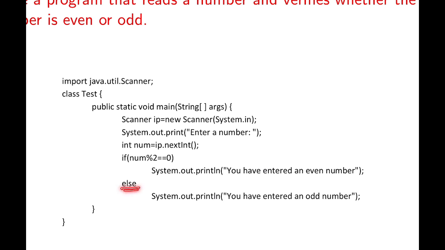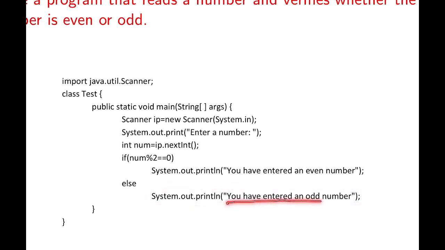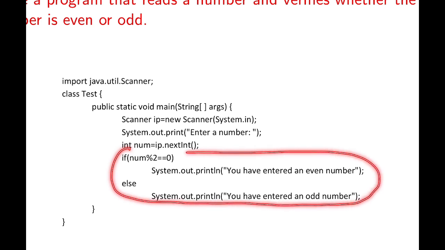Now else means when this Boolean expression results false, that means num modular division 2 equal to 0 results false. This else part is going to be executed, and the associated statement system.out.println, you have entered an odd number is going to be executed, and it displays you have entered an odd number on the screen. So it is a simple program that uses a two-way if statement, or we can say that uses an if else statement.